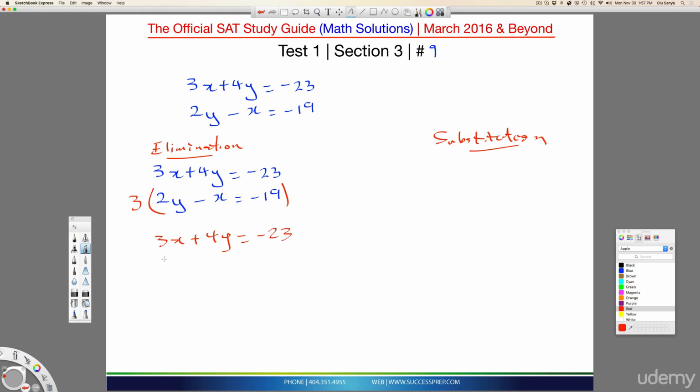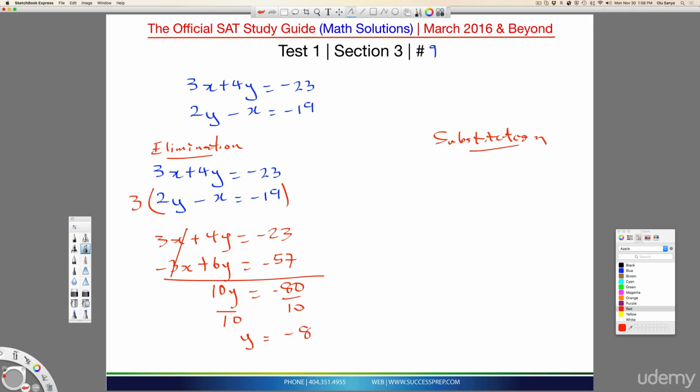But this bottom is now, actually, I'm going to switch it around so that the x's are right under each other. So this 3 times minus x is now minus 3x here. This 3 times 2y is a plus 6y. And this 3 times 19 is going to give us negative 57 there. So if you combine that, the x's cross out. This gives you 10y. And then when you add this up, you're going to get negative 80 divided by 10 on both sides. So y is negative 8.